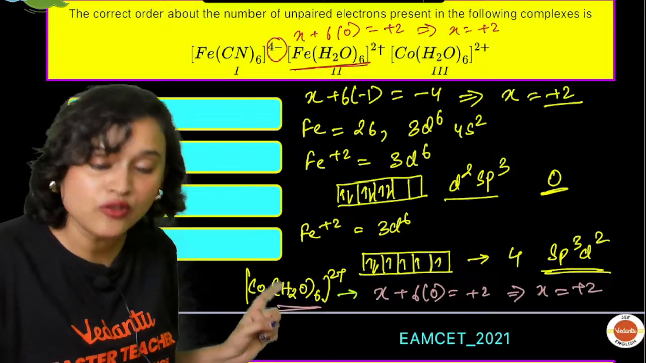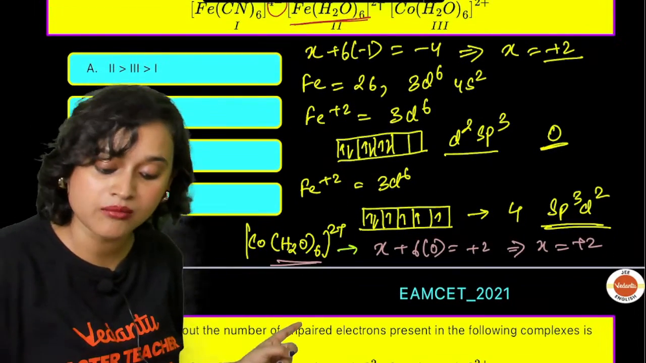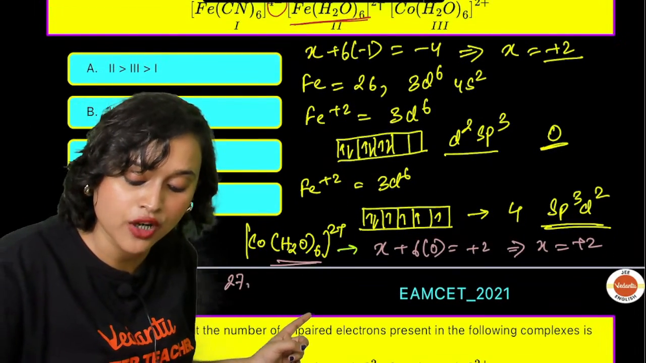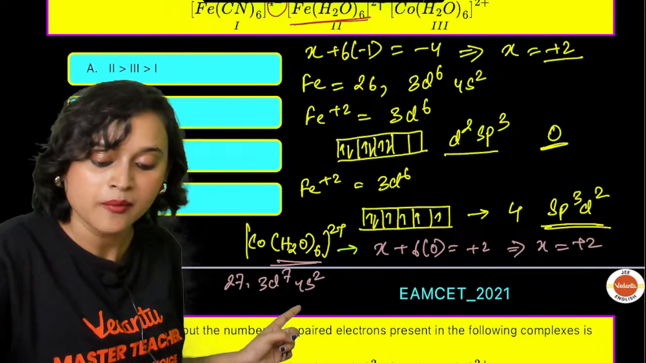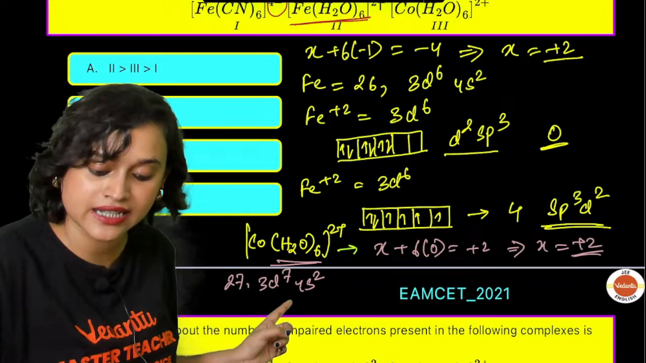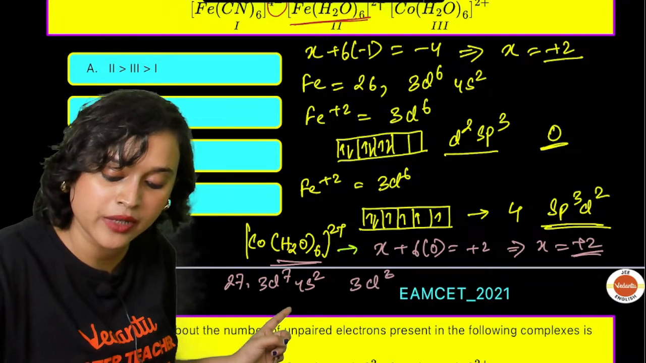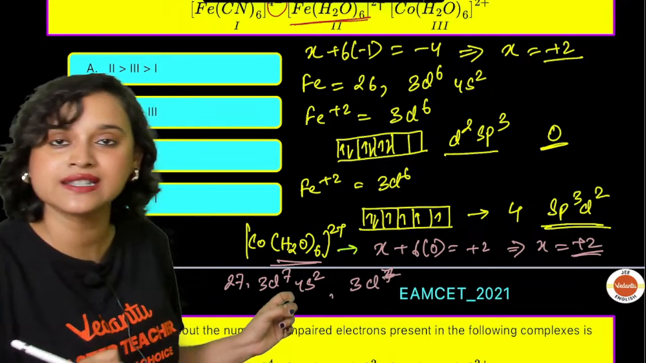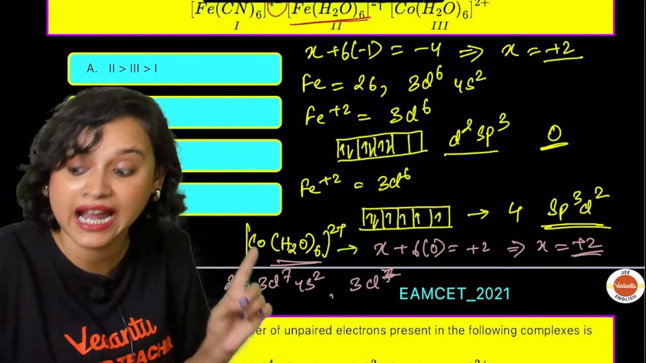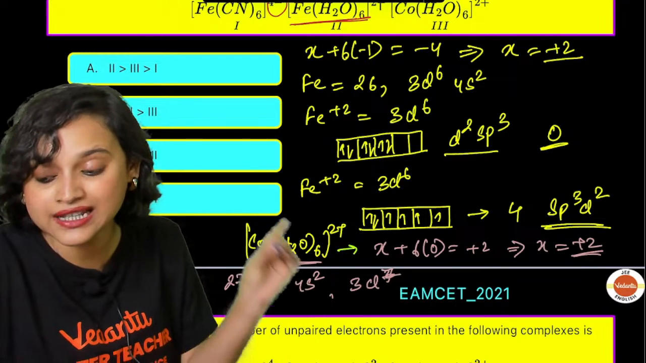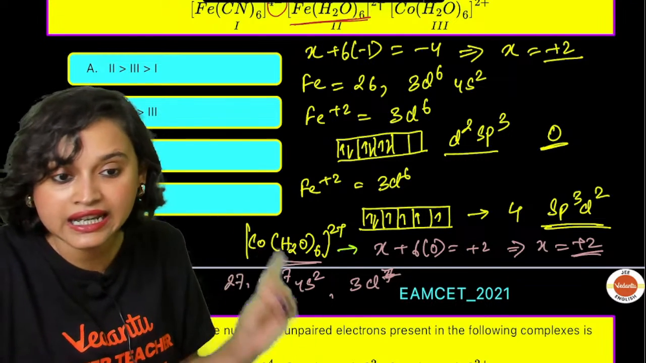Now tell me, what is cobalt's atomic number? Cobalt has an atomic number of 27. That means it will be 3d7 4s2. But here it is in +2 oxidation state, so we can say that cobalt will be 3d7. There are 7 electrons, and H2O is a weak field ligand.